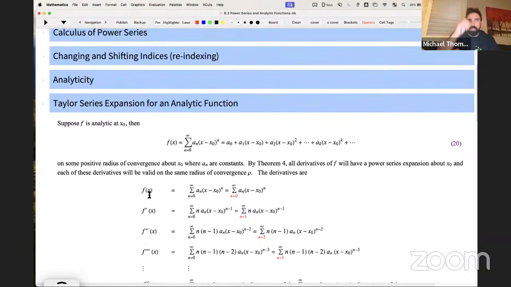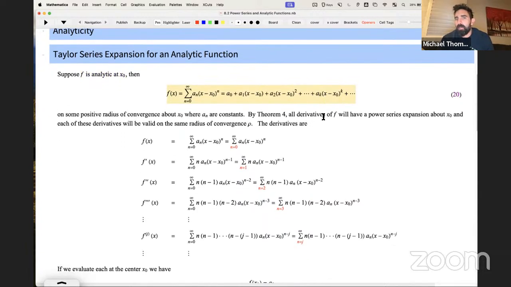And lastly, Taylor series expansions. If you've got a function that's analytic at a point, in other words, we know that it has a power series expansion with some positive radius of convergence. Well, by theorem 4, we know that the derivative of f will have a power series expansion in x naught. This is the theorem. You can look at it later on. We know the derivative will exist and it will have a power series expansion with the same radius of convergence. But now you have a new function to which you can apply the theorem again.